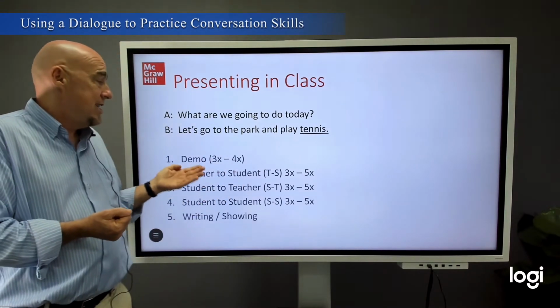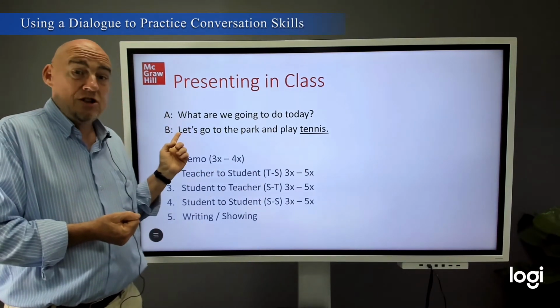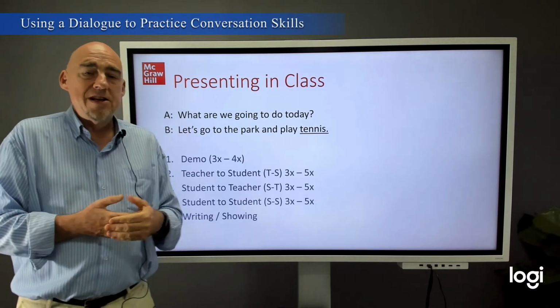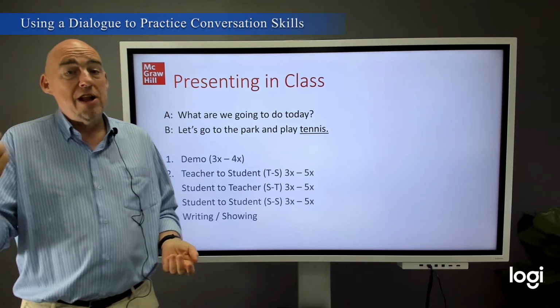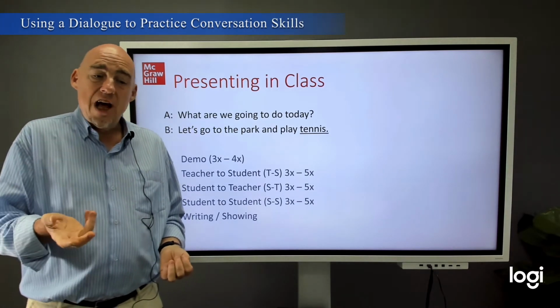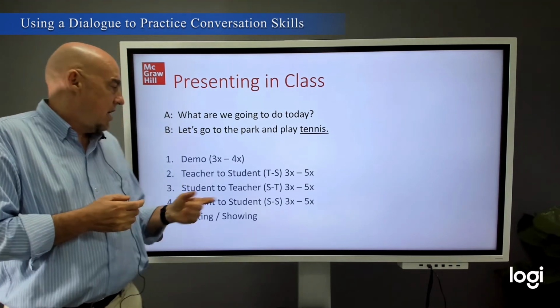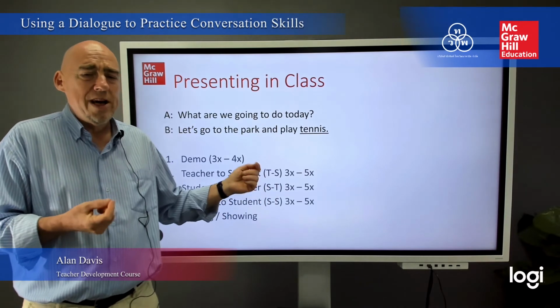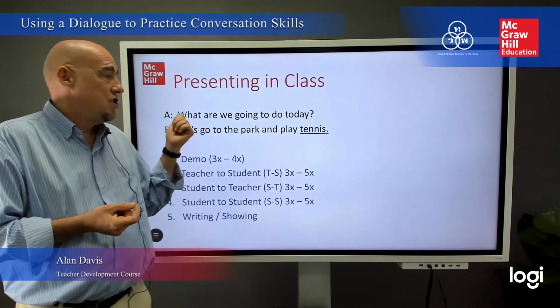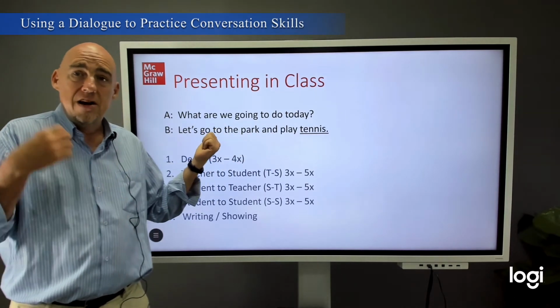Next is going to be teacher to student. So teacher is going to be A, student is going to be B. So I'm going to say to the student, what are we going to do today? Student will answer me. If student's unable to answer me, I get another student to help him or her. I'm going to do this 3 to 5 times. So what's the purpose of doing it so many times? I want the students to hear part A again and again and again done properly.